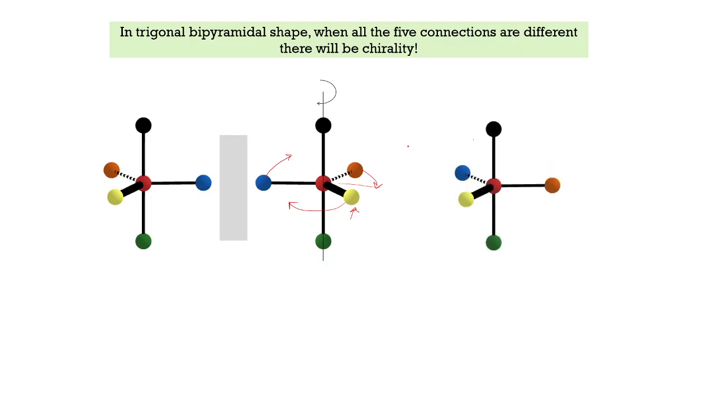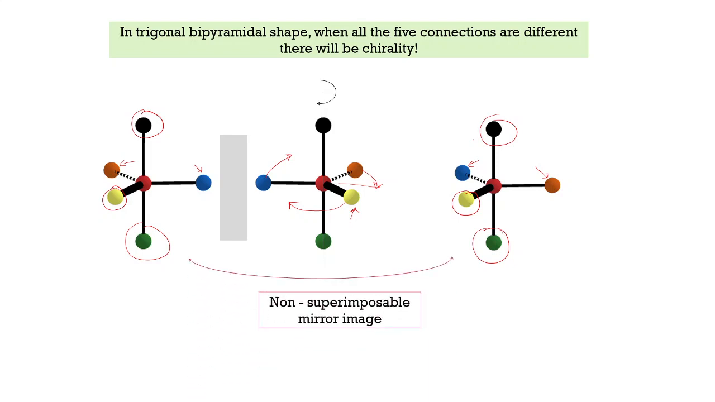And now we see that they are not superimposable, because the green is superimposed, right? And we also superimposed the yellow one. The yellow is superimposed, but these two, orange and blue, are not getting superimposed. So that's why the whole molecule has a mirror image which is not superimposable with the molecule itself. That's why we have chirality here also in this geometry.